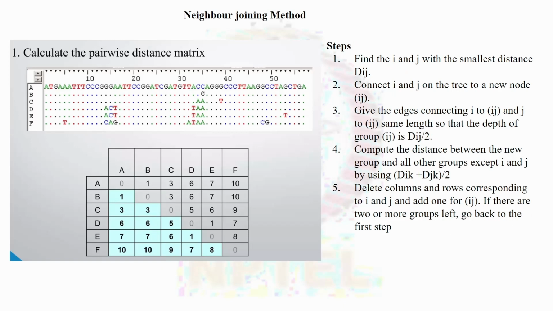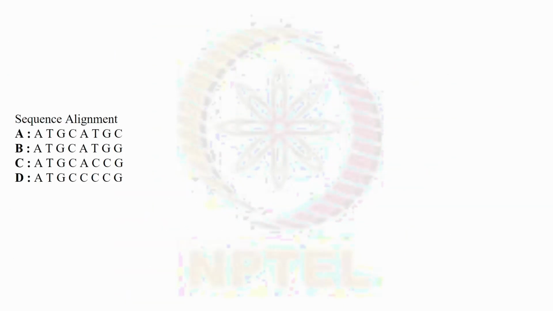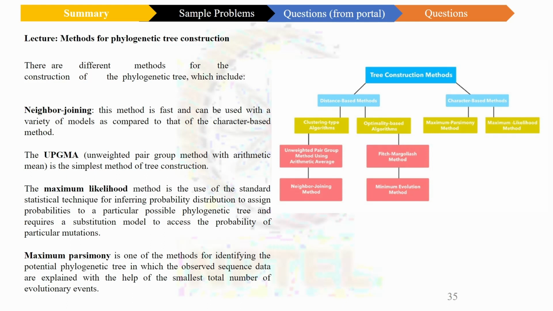Apart from these methods, we have two other methods. One is the maximum likelihood method. Maximum likelihood is a probability-based method that estimates the parameters of sequence evolution to find the tree that maximizes the likelihood of observing the given data. So this is based on the probability of substitutions. Then we have maximum parsimony. This method seeks to find a tree that requires the fewest evolutionary changes, or the simplest explanation, for the observed data.